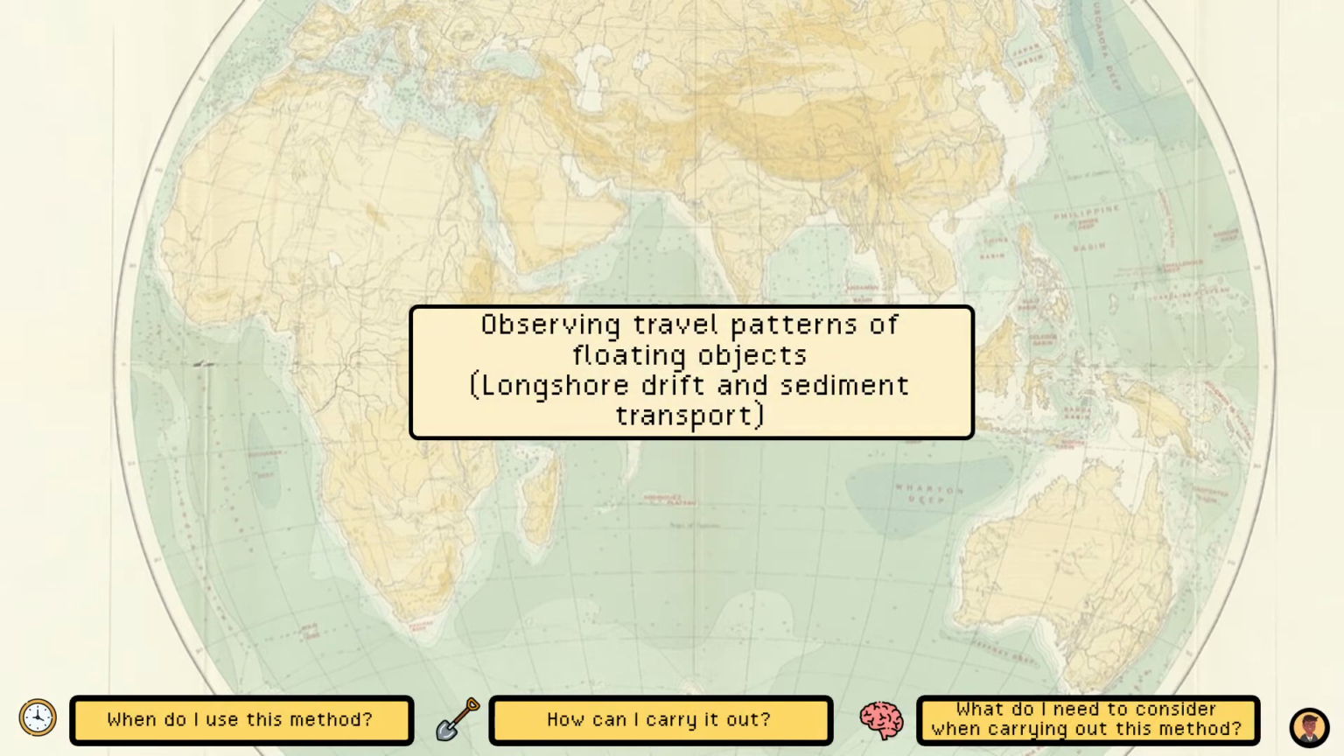As per the other videos, 3 questions that will help guide your thinking with regards to this method over here. When do I use this method? How can I carry it out? What do I need to consider when carrying out this method?